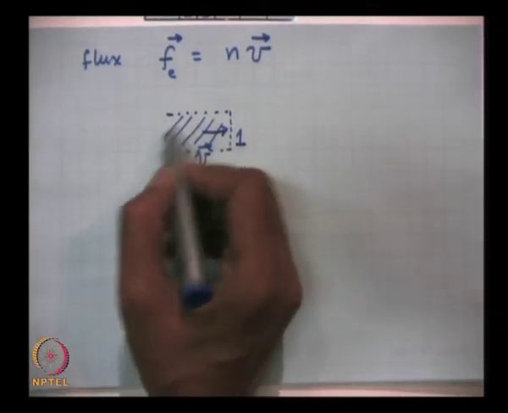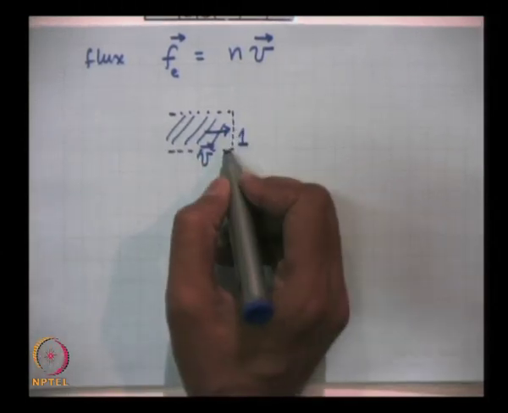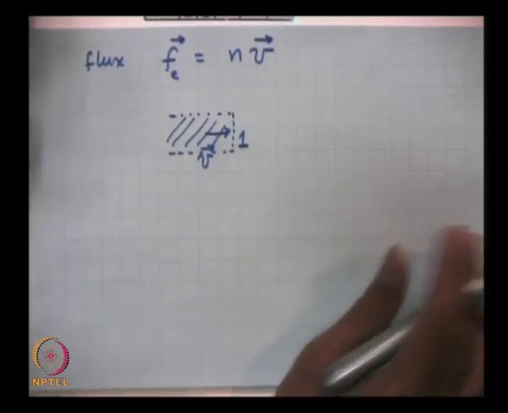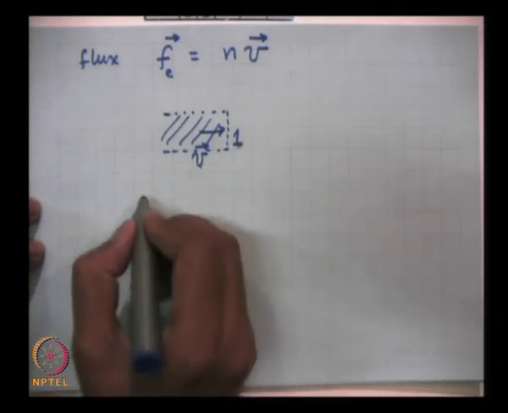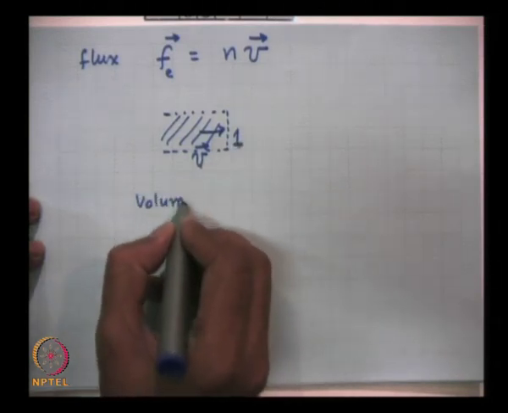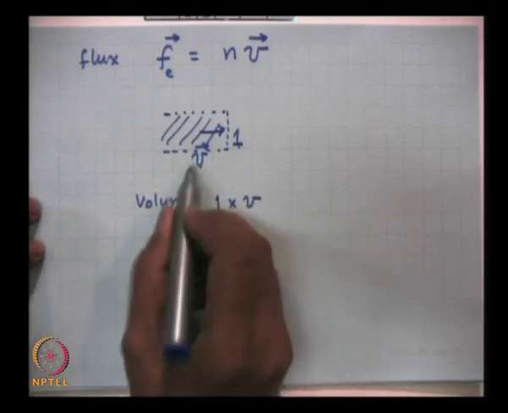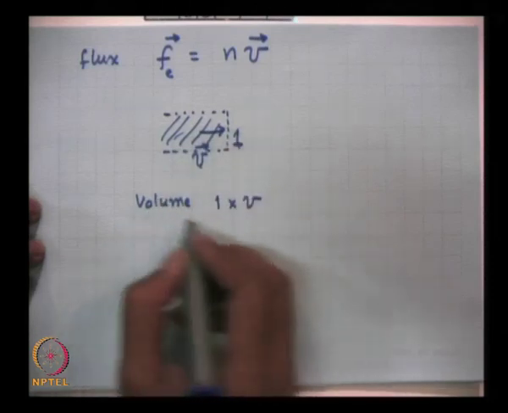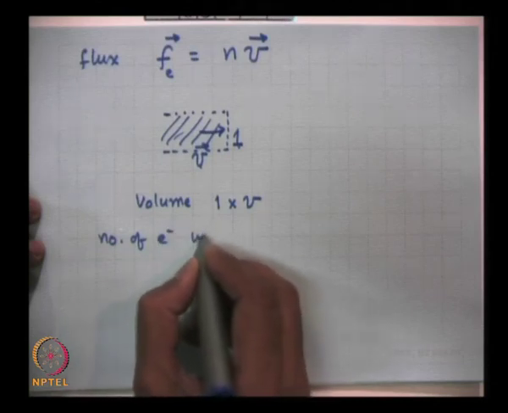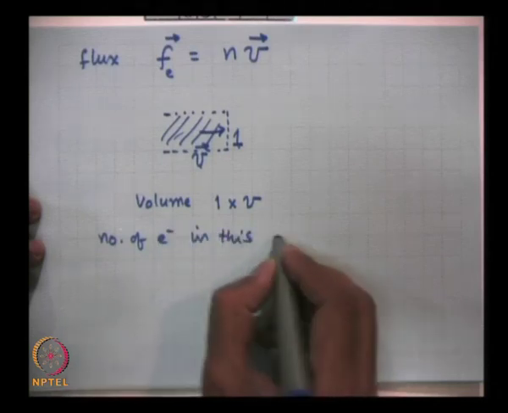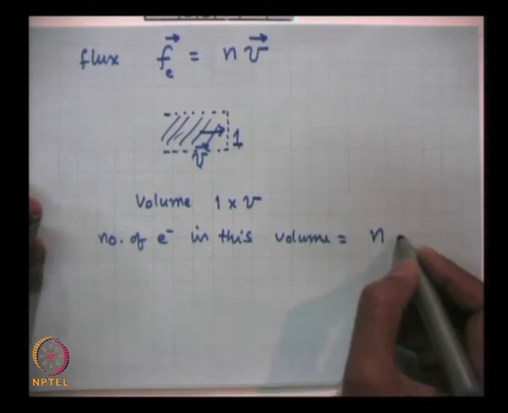And how many particles are there in this volume? The volume of this region is length v into cross section 1, so the volume is 1 into v, and the number of electrons in this volume would be the electron density n into the volume of this region, which is v.